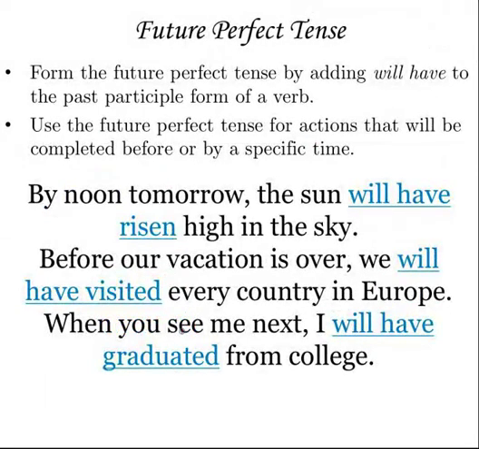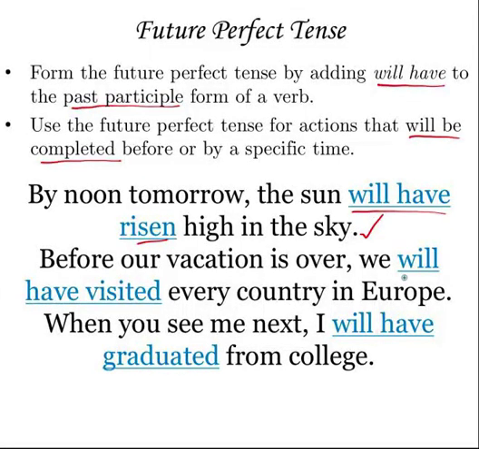All right, the future perfect tense. You form the future perfect tense by adding will have to the past participle form of the verb. Now, you use the future perfect tense for actions that will be completed before or by a specific time. As with all future tenses, you're making a prediction about the future, but you're making a prediction about completion, about perfection. So, by noon tomorrow, the sun will have risen high in the sky. Normally, sunrise takes place early in the morning, so by noon, we can confidently predict that the sun will have risen. It will be done rising by noon.